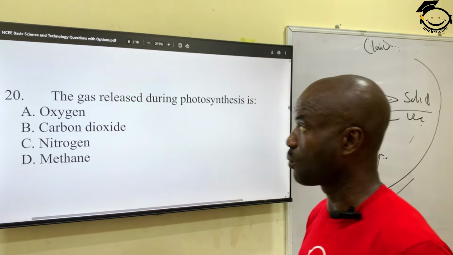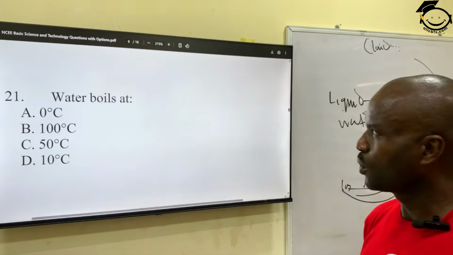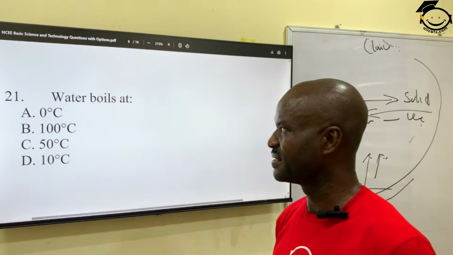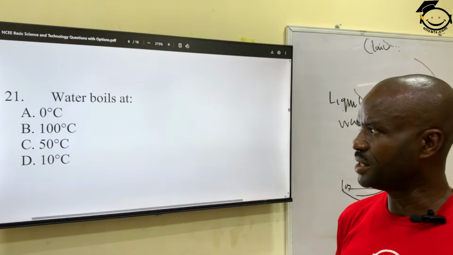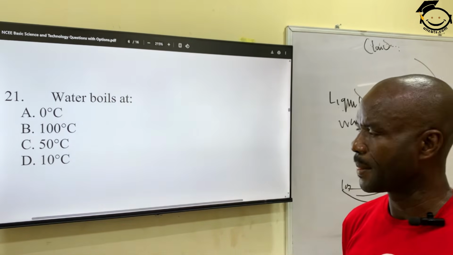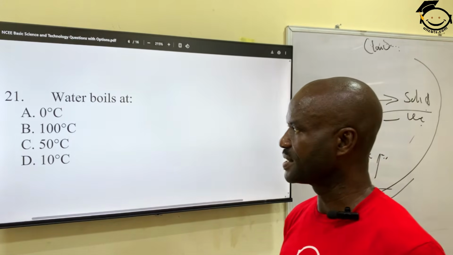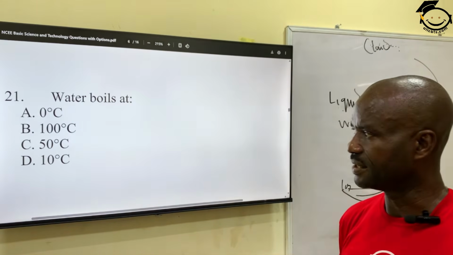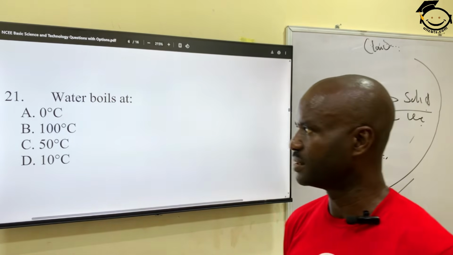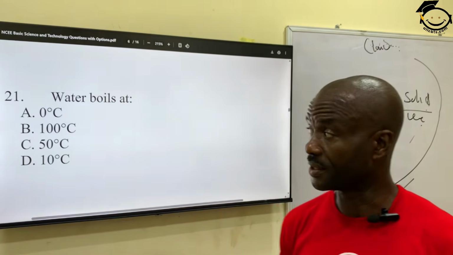Question 21. Water boils at A, 0 degree centigrade, B, 100 degrees centigrade, C, 50 degrees centigrade, then D, 10 degrees centigrade. The correct answer is B, 100 degrees centigrade.